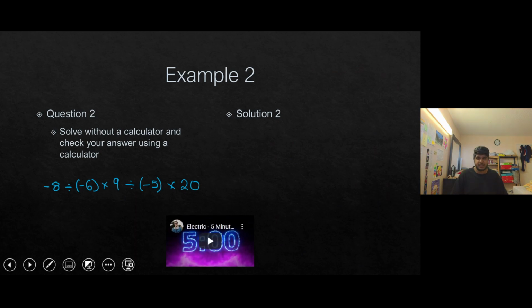Okay, so the rest of the class is structured the same way. Here is example 2, and on question number 2, once again, I encourage you to solve this without a calculator first. I know it looks a little intimidating, but we'll go over how to do it, so don't worry. And then, of course, at the end, check your answer using a calculator. I will see you in 5 minutes. Good luck.